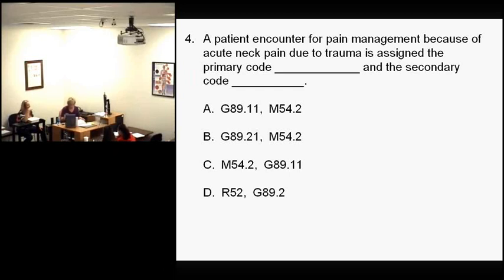Okay, so we're going to kind of be looking these codes up and trying to rule stuff out, right? On the multiple choice.